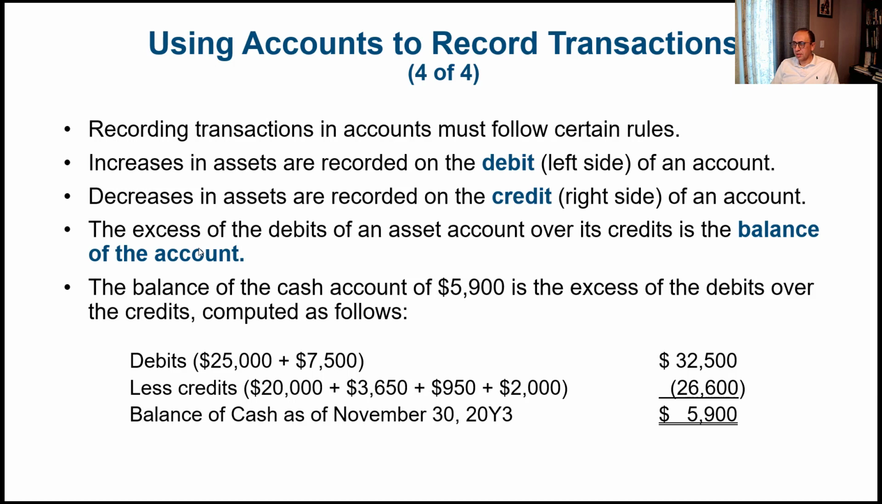We get the difference, and then typically we are going to record this difference on the larger side. So the balance of the cash account in this case, $5,900, is the excess of the debits over the credits, and it's calculated as follows. As I said, the debits were $32,500, the credits were $26,600. The difference between them is $5,900, and that's the balance of cash as of the end of the month or the period, which is November 30th, year 3.